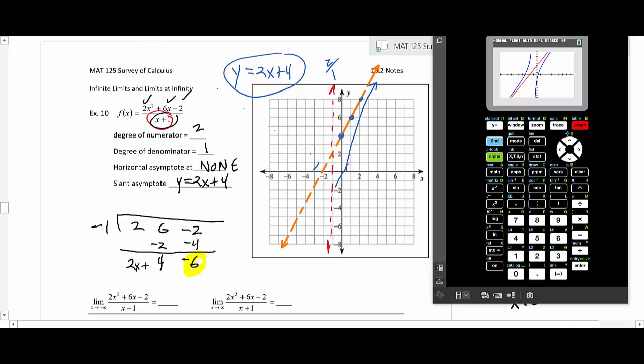That's the reason why the graph's doing what it's doing. So it's going like that. It's kind of going like that, and so forth. It's just a really rough sketch like that.